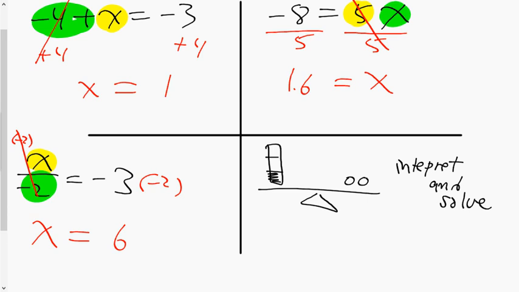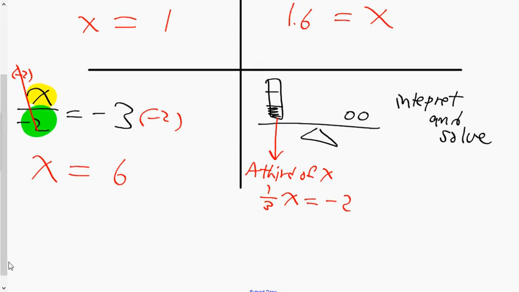And finally, our last question says interpret and solve. How much of x do we have? We have a third of x. And the good news is if we know that we have a third of x, there are 3 ways mathematically we can represent that. We can represent it as a coefficient of a third of x equals -2. That's one way. We could also say a third of x, meaning x divided into 3 equal parts, is equal to -2. And the other way we could say it is, since I know that a third is equal to 0.3 repeating, I could say 0.3 repeating x equals -2.